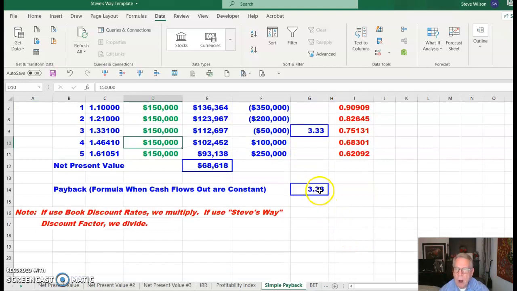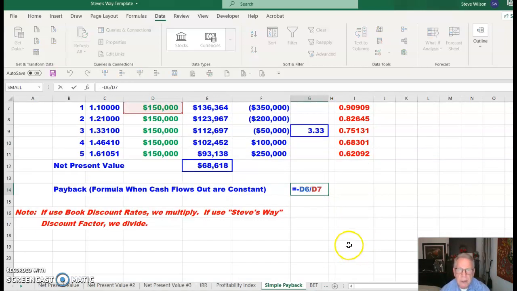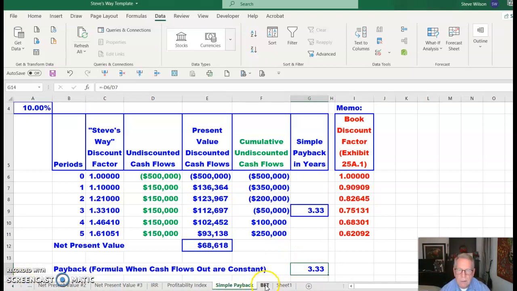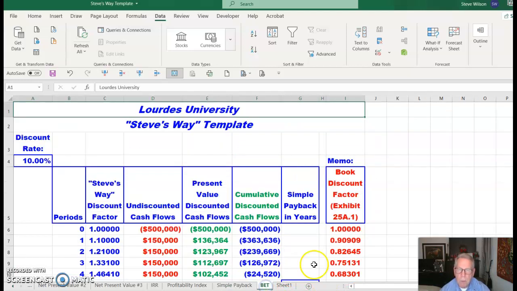Now, when we have constant cash flows, I can just simply do 500,000 divided by 150,000. Notice again, I changed that to a positive. Now, whenever you do break-even time, however, you're going to need, for sure, a cumulative discounted cash flow column. In this case, because these 150,000 items were all the same, we really didn't need to go to the trouble of doing the cumulative undiscounted cash flows column here. We could have just done a simple division. But for break-even time, we do.